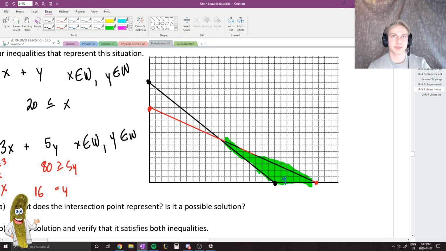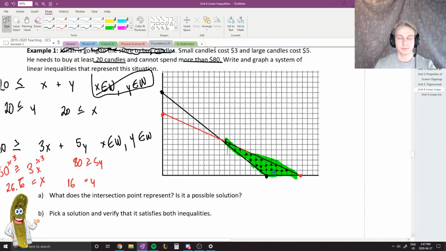Now we can satisfy the last part of our equations, which were that x and y are whole numbers, meaning that it can only be the whole numbers. So only on these points. That point there fits, that point there fits. Awesome.